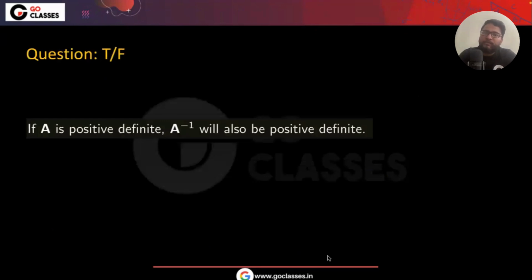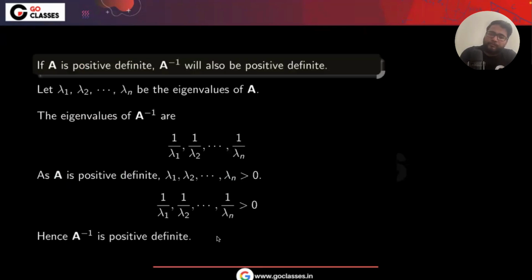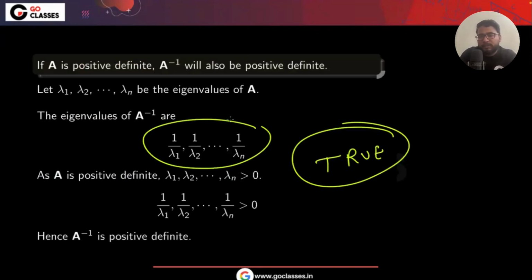Now just tell me, if a matrix is positive definite, then A inverse will also be positive definite. What do you think? These true false questions you can think about in terms of the eigenvalues. If, let's suppose, all the eigenvalues lambdas are greater than 0, then will 1 upon lambdas be greater than 0? If lambda is greater than 0, can you say 1 upon lambda i is also greater than 0? Yes, right? So that's why you can say that this is true. Why? Because if these are the eigenvalues of A inverse, then these are also greater than 0. Easy question, right?